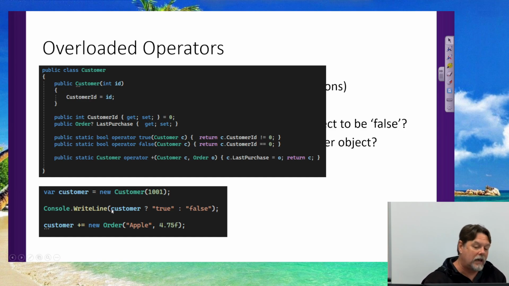So now I can say, write to the console, if customer is true, return the word true, else false. Now, the way I coded this, I just happen to know that we're just using the true operator. We're not actually using the false operator in this expression. But you get the idea, right? It's saying if customer is true, print true, else print false. So that's how you would use that. Now, does that make sense? I don't know. Maybe it does for your application. But if you wanted to use that syntax, that's how you implement it. You overload the operator.